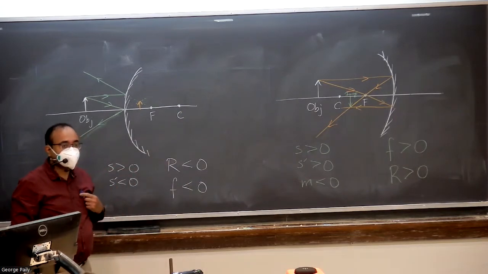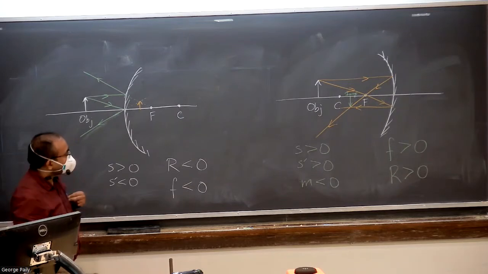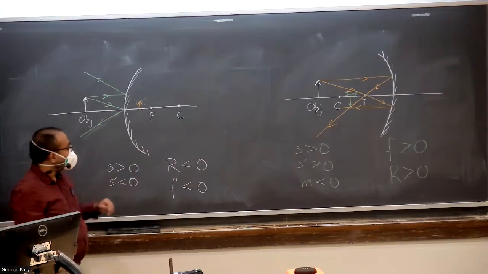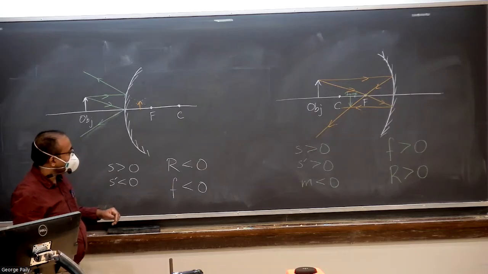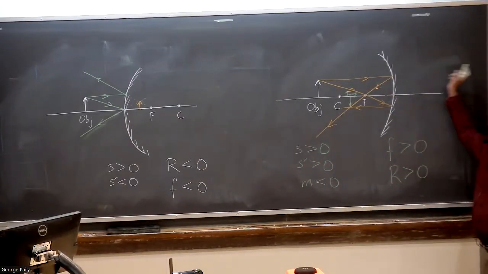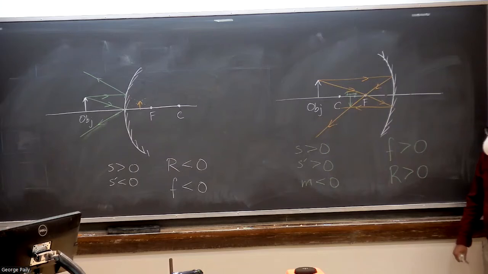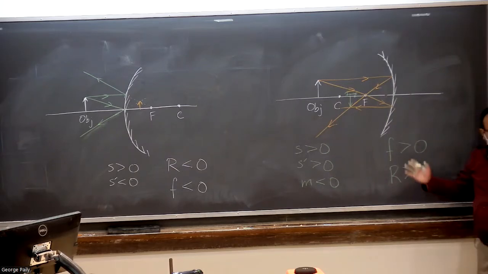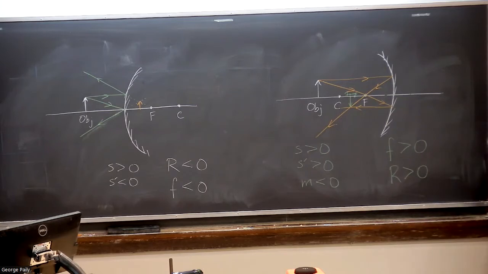Is there ever a situation where R, F, and S prime have different signs? R and F always have the same sign, but you can have S prime be a different sign. So if I move my object here, I would end up with a virtual image, and so S prime would be negative. So that's a sign convention for all the various distances.